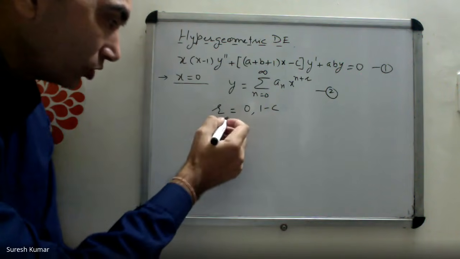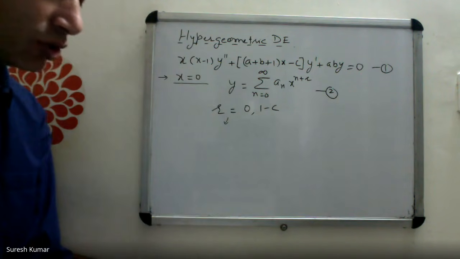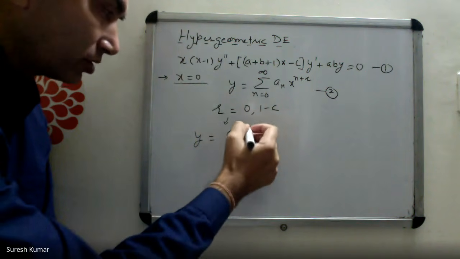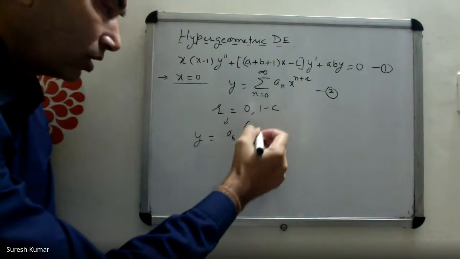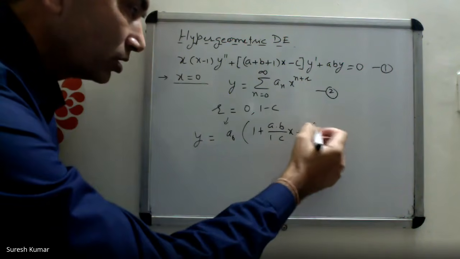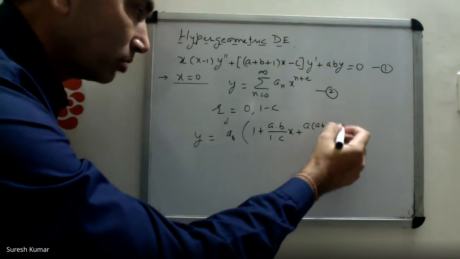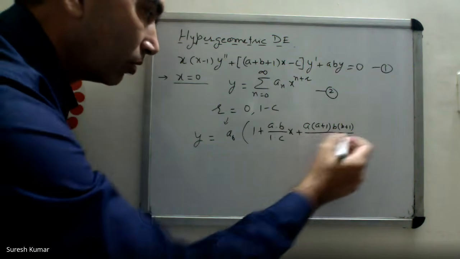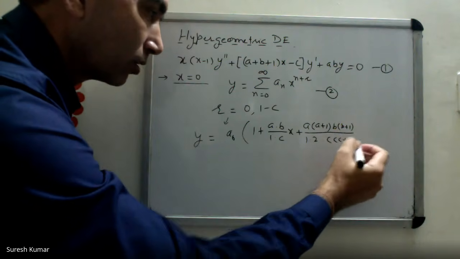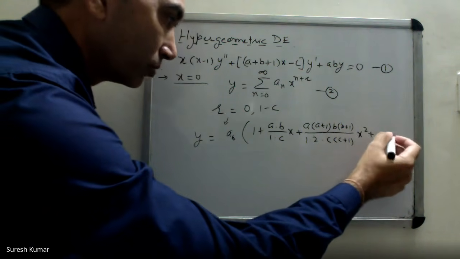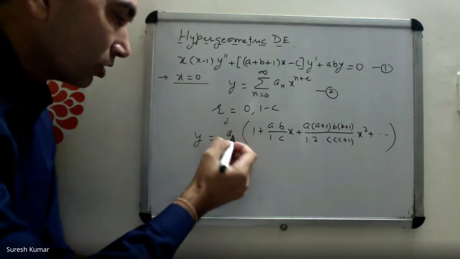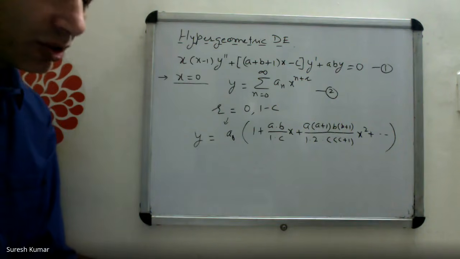The solution corresponding to the root 0 is y equal to a naught times 1 plus (a times b)/(1 times c) x plus (a(a plus 1) b(b plus 1))/(1 times 2 c(c plus 1)) x square and so on. You understand the terms after this. So corresponding to r equal to 0, we get this power series solution.